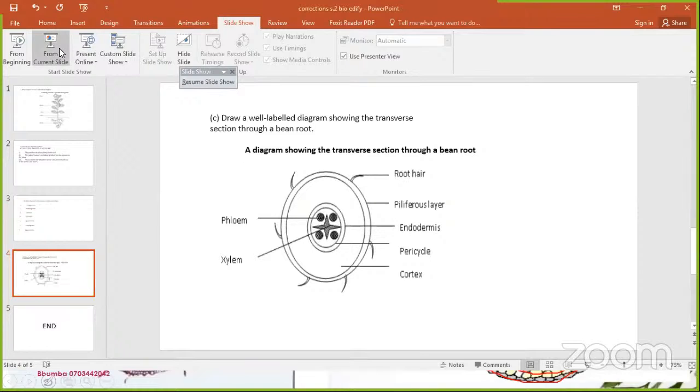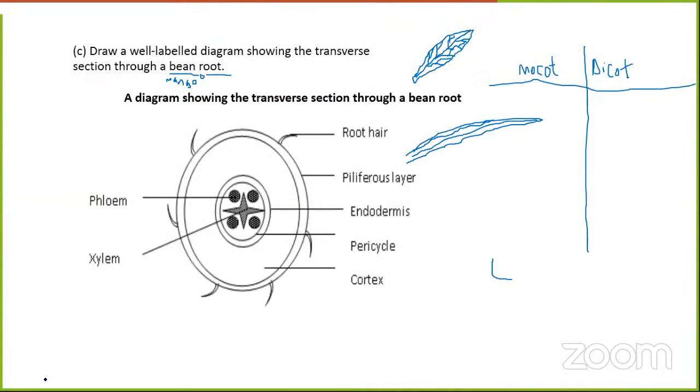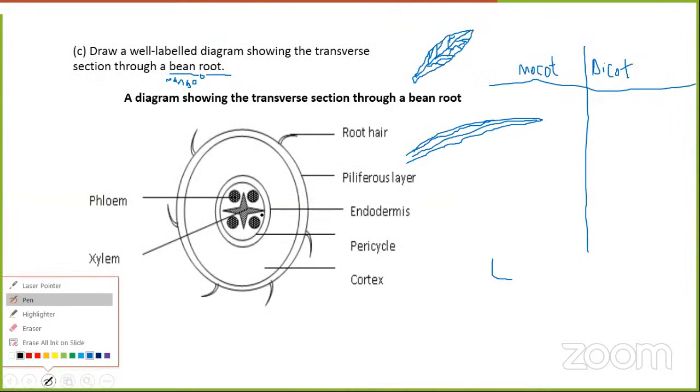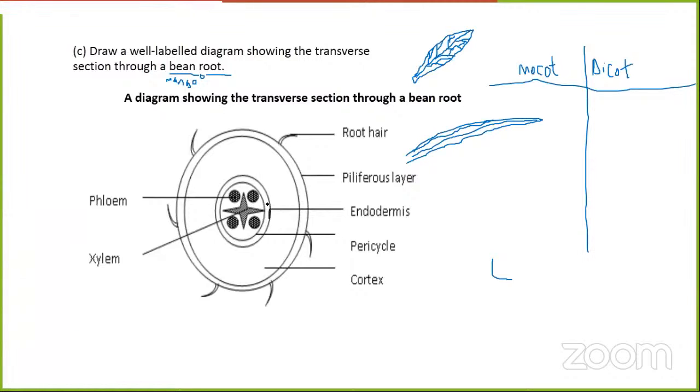Let me play it for you here. And then I get a black pen. Now you see, this is the endodermis. I'm assuming I had drawn and then I had shaded it. If I don't, you see that now it's like you have only drawn the endodermis and the pericycle disappears. So it doesn't make sense to shade. It kills details.